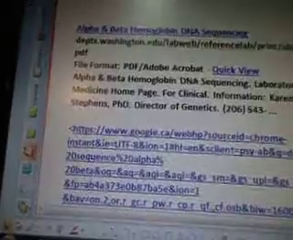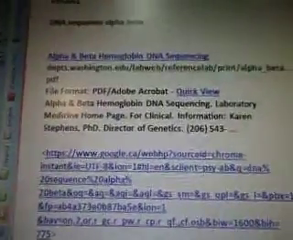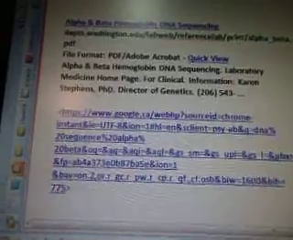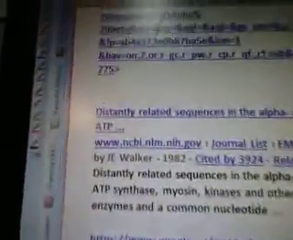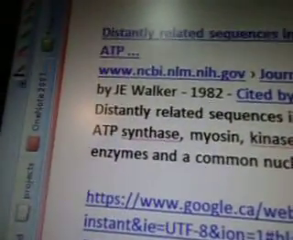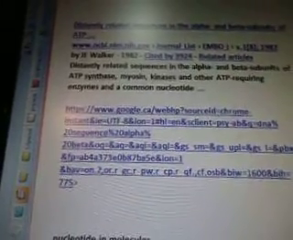Departments of Washington.edu says alpha and beta hemoglobin DNA sequencing, laboratory medicine homepage, from Karen Stevens, PhD, Director of Genetics. The next thing that came up is distantly related sequences in the alpha and beta subunits of ATP by J.E. Walker, 1982. And that's at www.ncbi.nlm.nih.gov. It says distantly related sequences in the alpha and beta subunits of ATP synthase, myosin, kinases, and other ATP requiring enzymes in a common nucleotide.